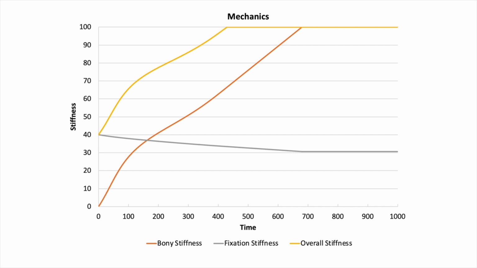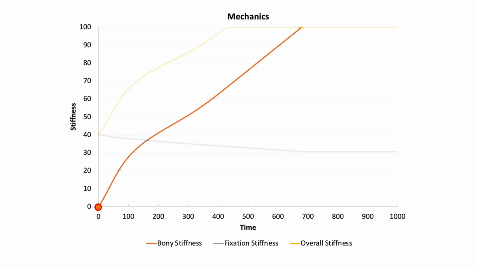Let's look at these lines individually. If we focus on just the bony stiffness line, we see that the stiffness is increasing. When the bony stiffness reaches maximum stiffness, the bone is fully healed. If you look closely, the line actually changes in slope as it progresses in time. This is because the different types of tissues are forming at different rates and contributing different levels of stiffness. Additionally, bone resorption is also occurring. We will discuss how the biology is incorporated a little later.